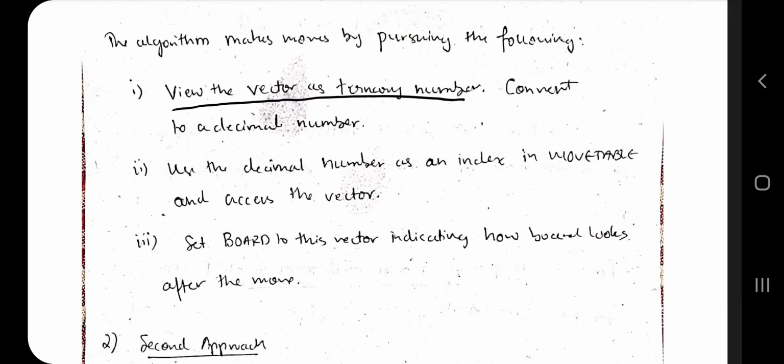See, view the vector as a ternary number. Why have we taken it as a ternary number? Because 3 possibilities are there. It can be either 0, 1 or 2, for a blank space, for x and for o. That's why it is a ternary number.